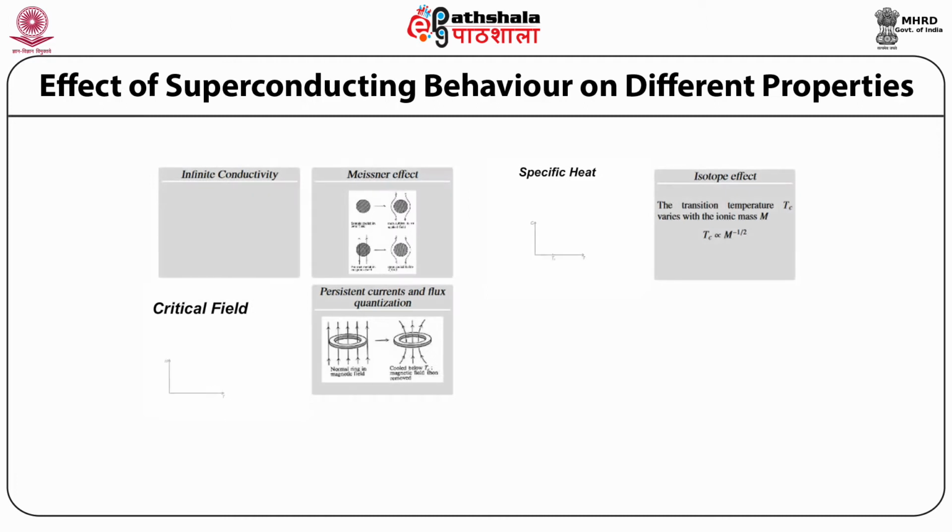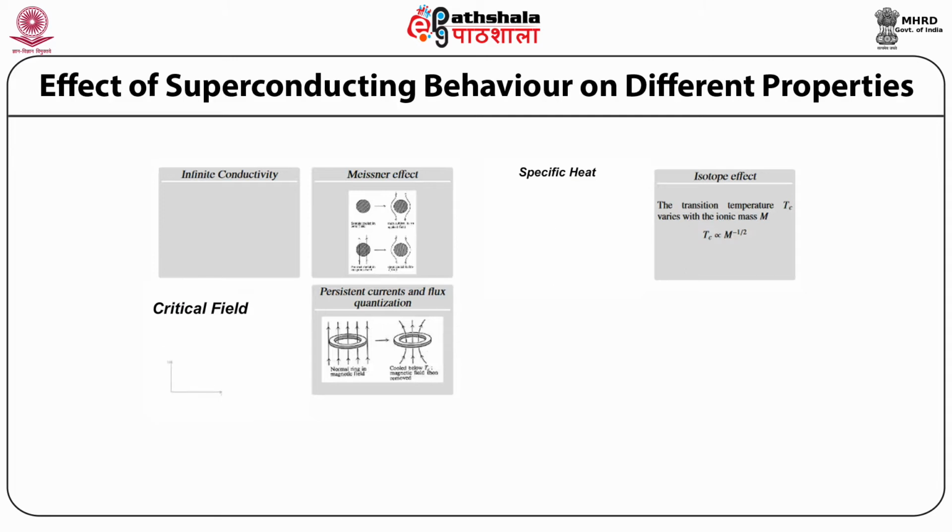Let us now discuss the effect of superconducting behavior on different properties. Firstly, because of the superconducting behavior, the material exhibits infinite conductivity. Second important thing is the Meissner effect. Thirdly, the critical field Hc, below which the material is superconducting and above which it becomes normal. Fourth, the property of persistent current and flux quantization arises because of the superconducting behavior.